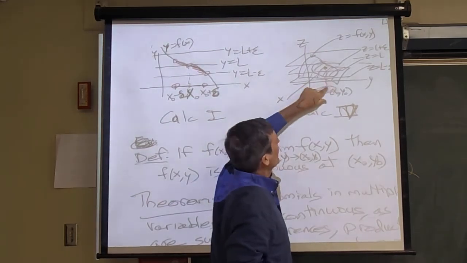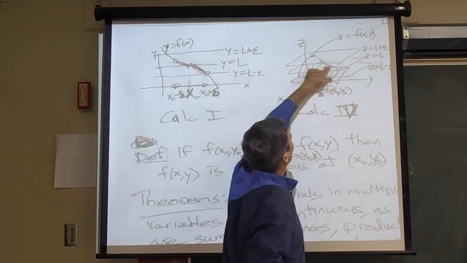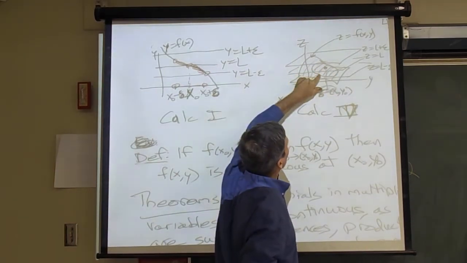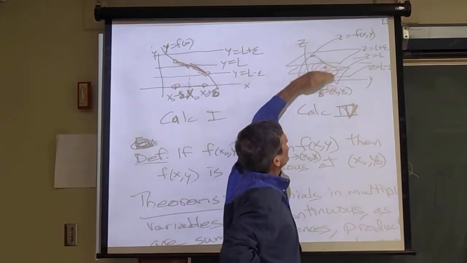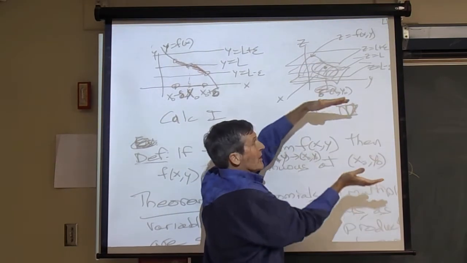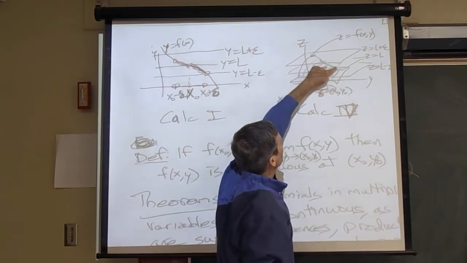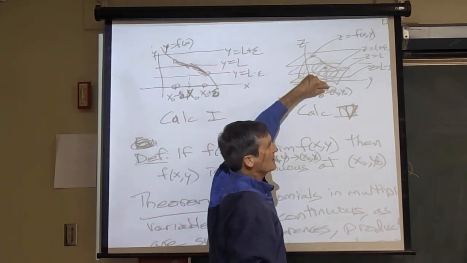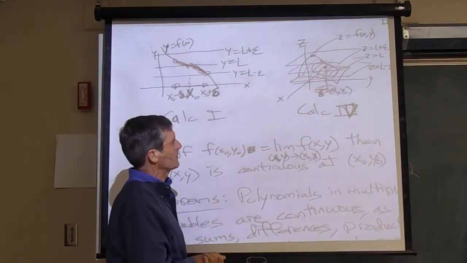This really should be an open disk, so don't include the boundary, but it's hard to see it if I draw it that way. If I'm inside this disk on the surface, all those points will be squeezed between the two planes. And no matter how close you squeeze those planes, if I can capture the image of my little disk, some positive radius disk, between those two planes, we'll say the limit of the function of two variables is equal to L.